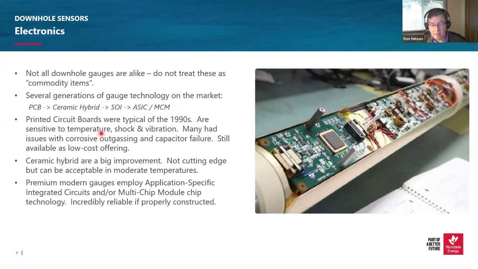The PCBs go back to the 1990s. These are older gauges. They are not terribly reliable in downhole conditions. They don't like vibration, they don't like shock, they're sensitive to temperature. Lots had issues where, as they got warm, gases came out of the electronics that were corrosive and damaged the gauges. And they also had a lot of capacitor failures, but they're still out there as a low-cost offering. I'll note that the accuracy and resolution of these gauges, the output that you get, could be just as good as a modern gauge, but they just don't last as long. After the PCBs, we had ceramic hybrids. They're a big improvement, and they'll work in a lot of wells these days. Then we have the more modern, what I refer to as a premium gauge.